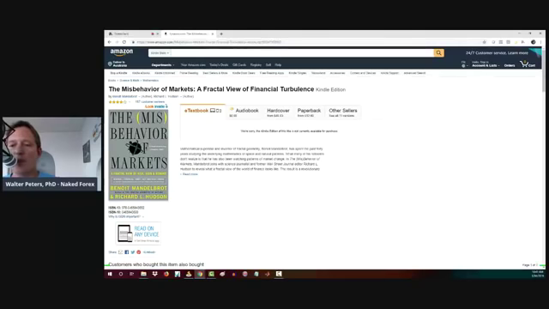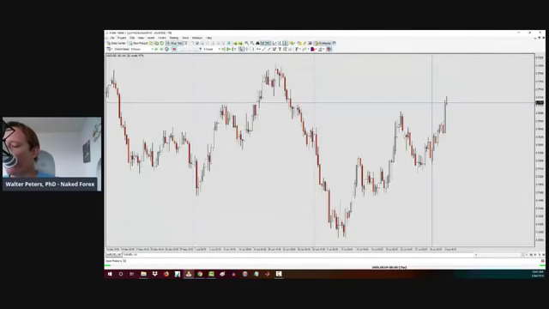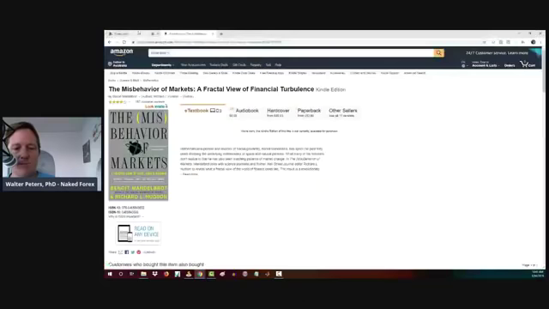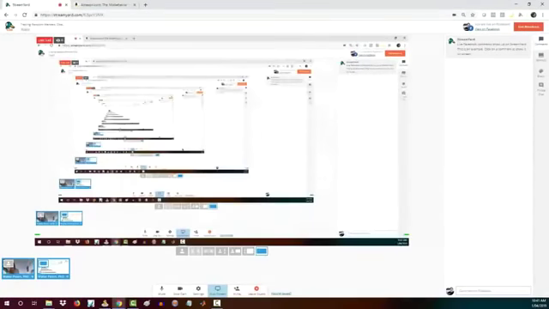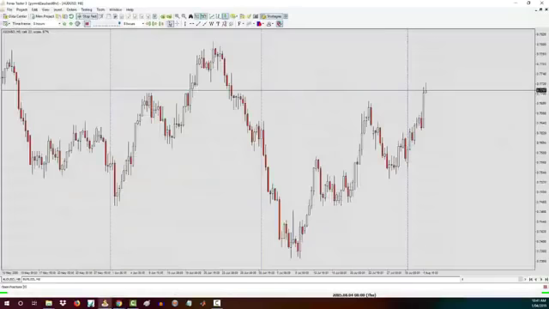What I thought we would do then is we could simply share this chart. I do believe what we're looking at here is our Aussie 8-hour chart. That's right, Aussie 8-hour chart.